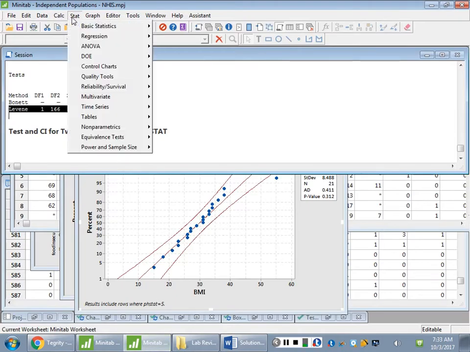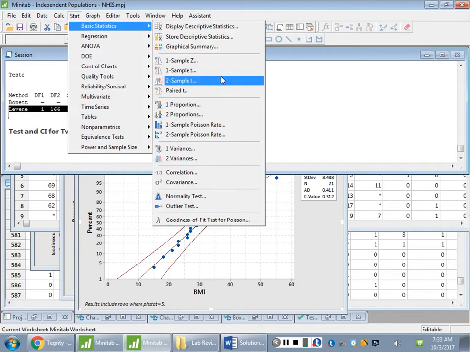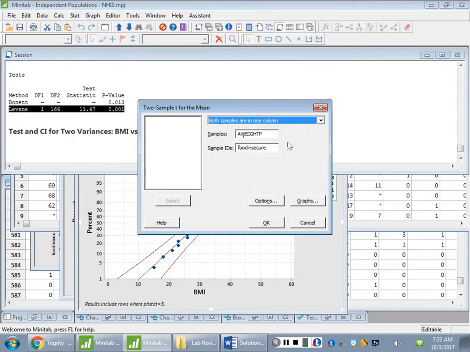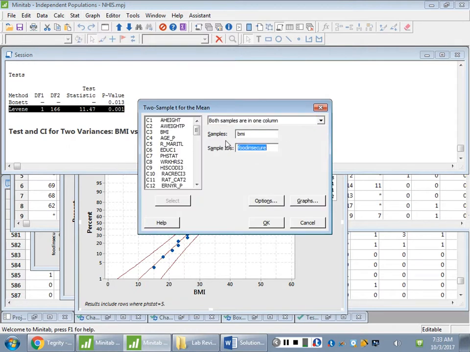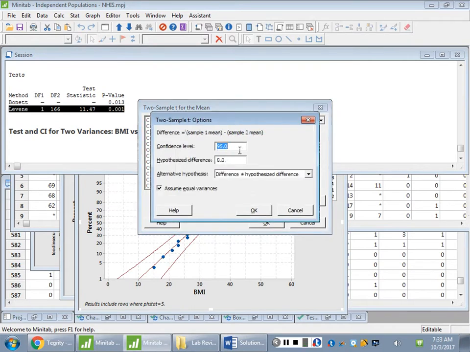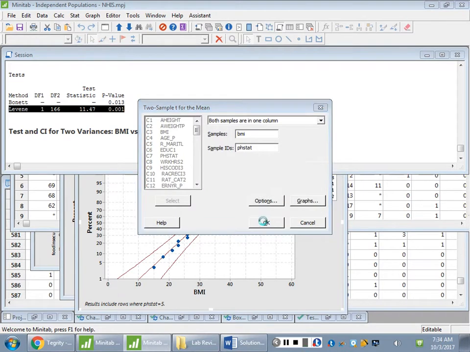Stat, Basic, 2 Sample t. We're going to pick BMI by pH stat. We're going to go to our options. 95, hypothesized difference is 0. This time our alternative is less than. And we are not assuming equal variance, so we're leaving that unchecked. We're saying OK and OK.